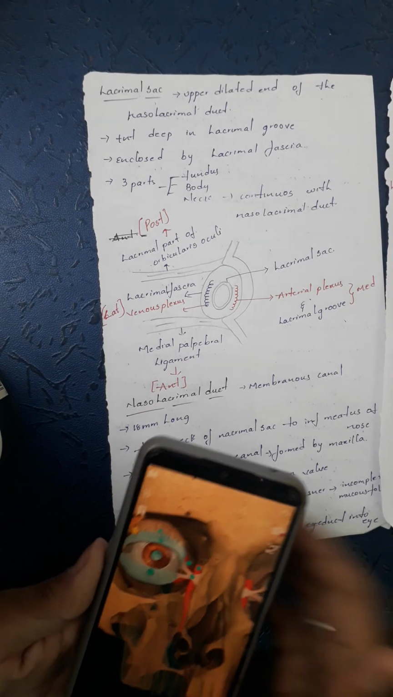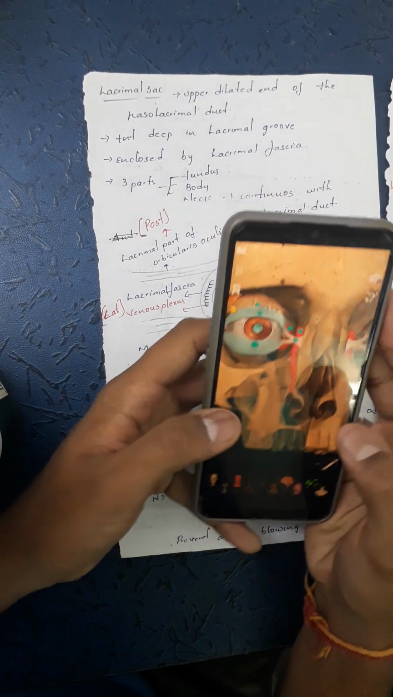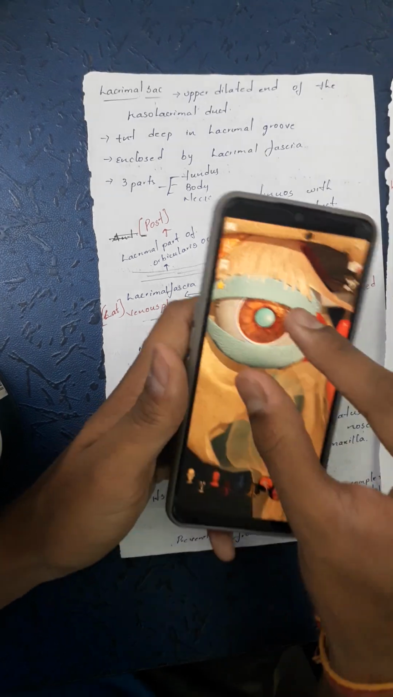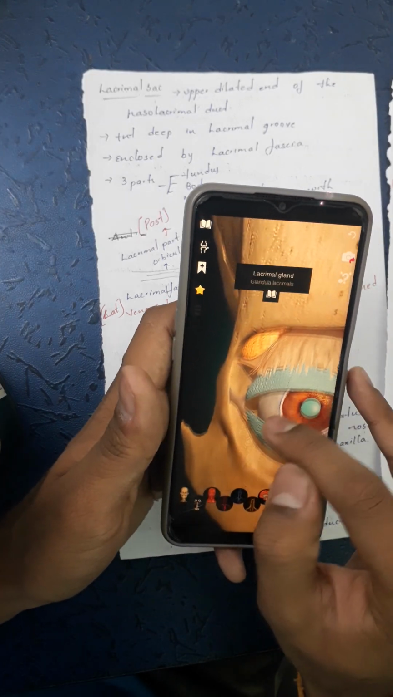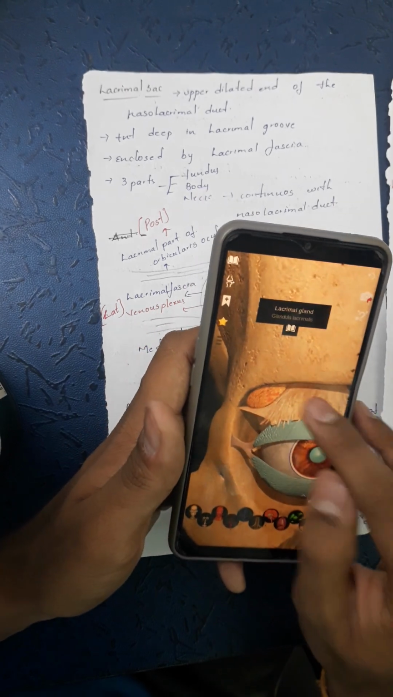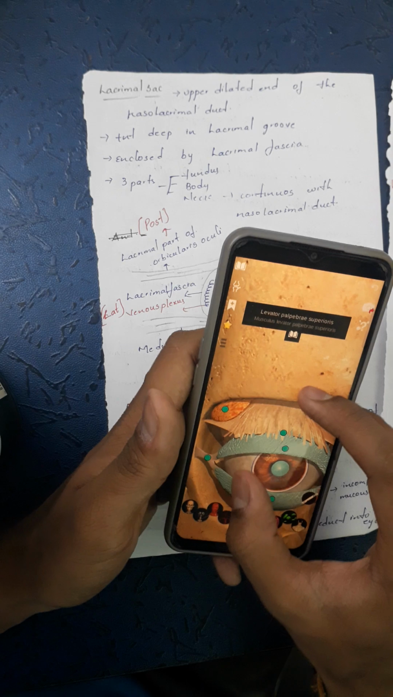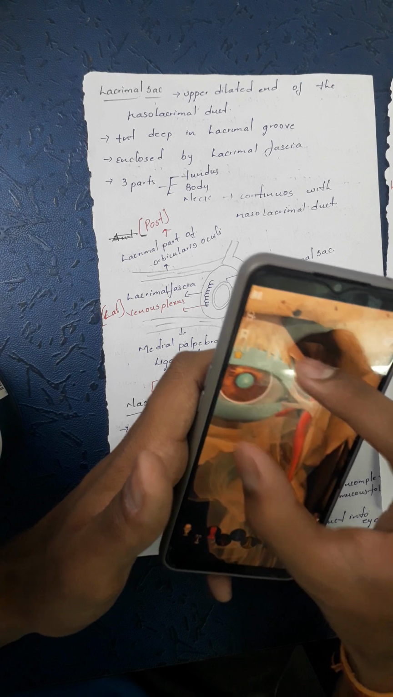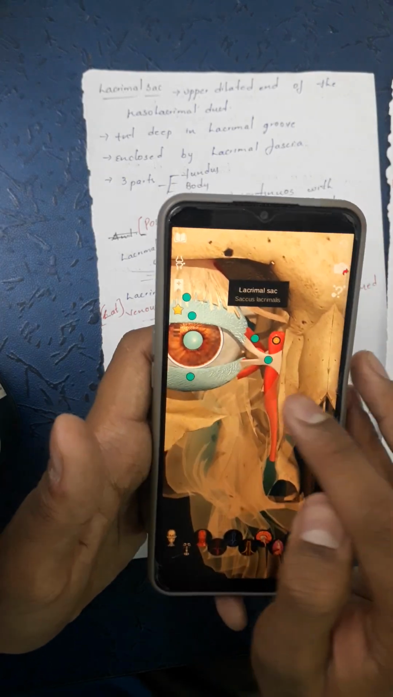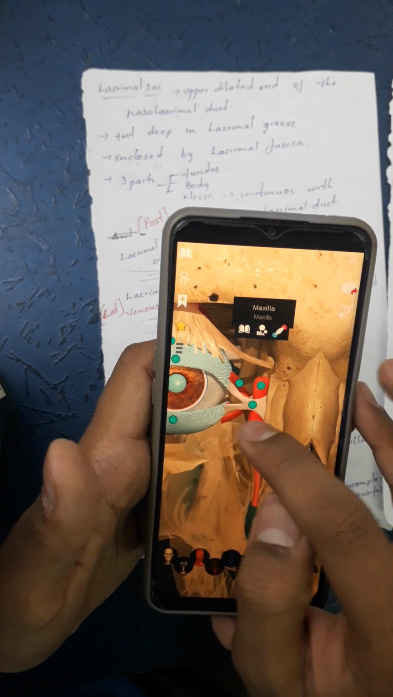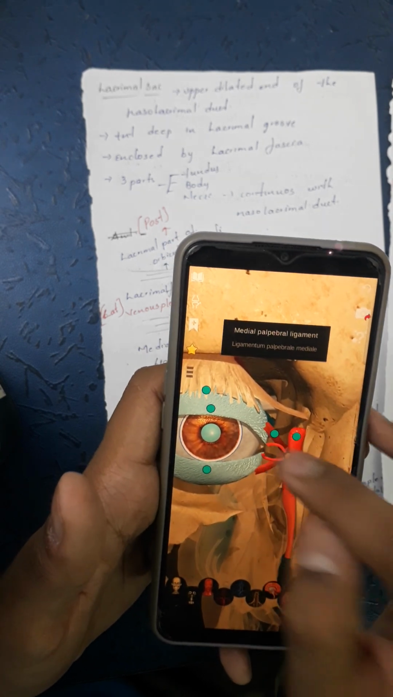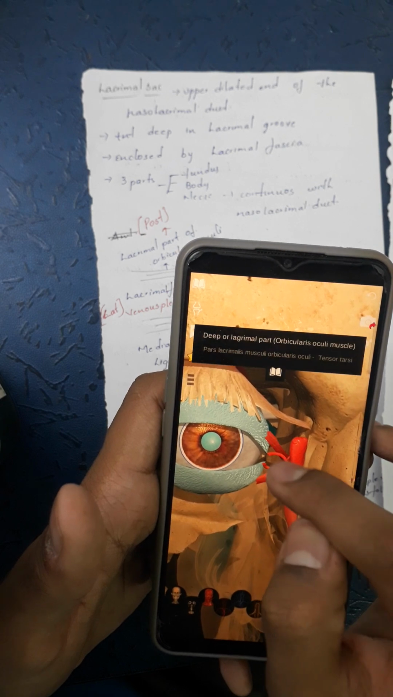I have a little diagram so you can clearly know it. As we can see here, this is the lacrimal gland, and this is the levator palpebrae superioris muscle. Here you can see this is the lacrimal sac and this is the nasolacrimal duct. These two are the lacrimal canaliculi actually.